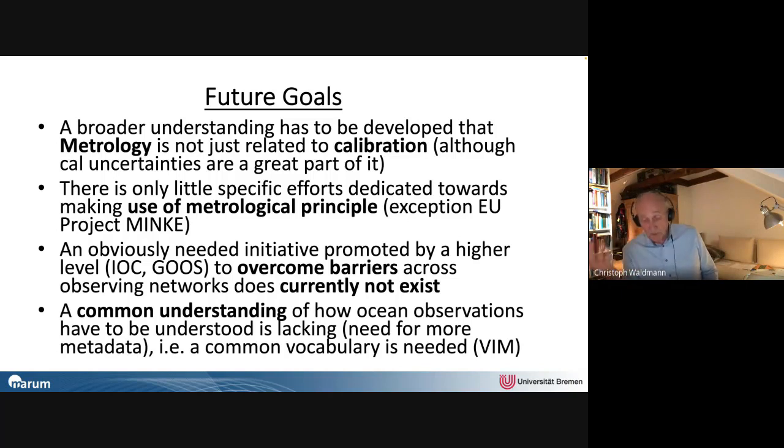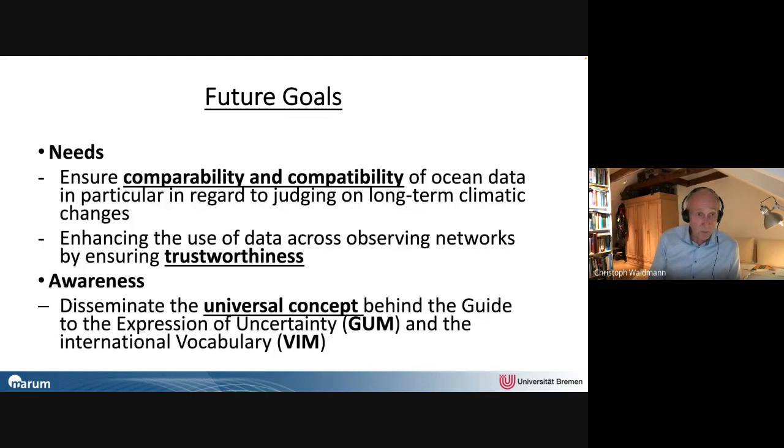As soon as you talk about standards and standard operating procedures, you would say IOC or GOOS should have a role, but maybe they don't feel competent enough, or I don't know. It's interesting that they try to stay away from this topic. So there is some work that has to be done. Maybe I can skip that.